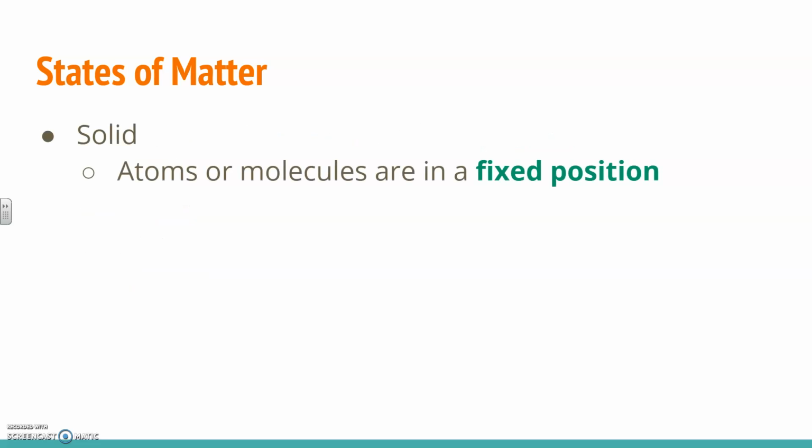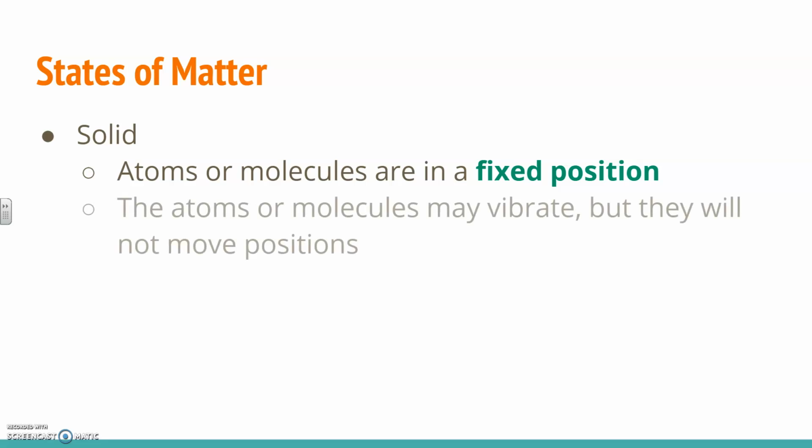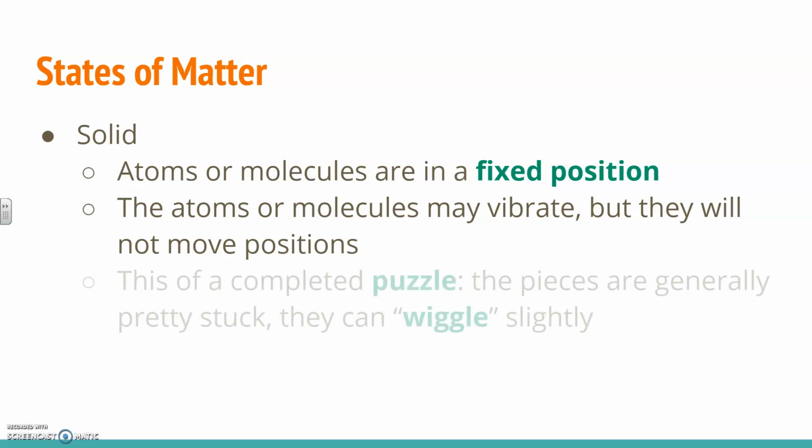Solids. Atoms or molecules are in a fixed position. They may vibrate, but they will not move. Okay, think of your desk. Your desk is a solid. Whether you believe it or not, all of the atoms inside of your desk are vibrating in place. They're always moving. You can't feel it. It's solid. It will never change shapes. The only way something's going to change with that desk is if something breaks it in half.